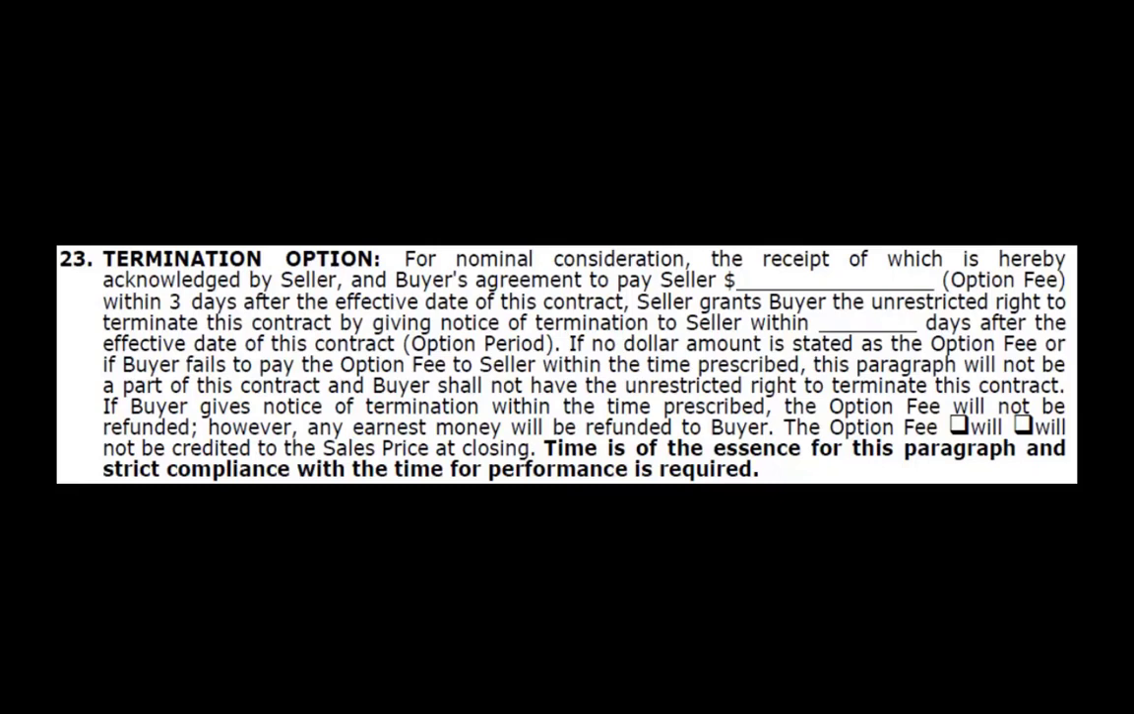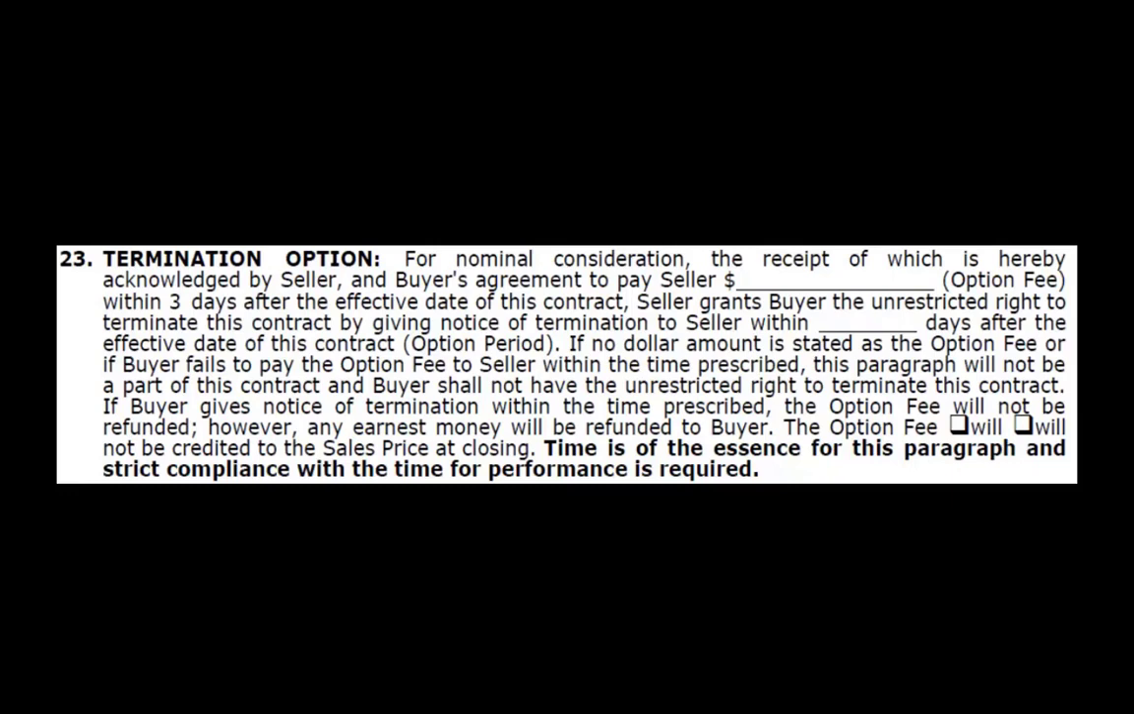Okay, so this is kind of the beginning of where some confusion could come in. Within 3 days after the effective date of this contract. So the effective date of this contract is going to be the date that you put in this blank. See there? Effective date. Okay. And it says 3 days after the effective date. So by my math, that means if the effective date is the 5th, I'm going to count that to be 1 would be the 6th, 2 would be the 7th, 3 would be the 8th.